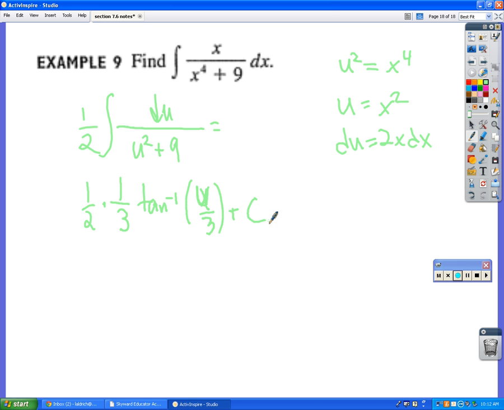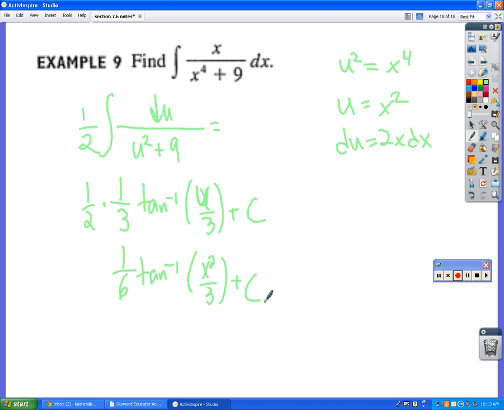Then we have to replace this u with x squared, and I'm going to multiply that fraction out. So the final answer is 1/6 inverse tangent of x squared over 3 plus c.